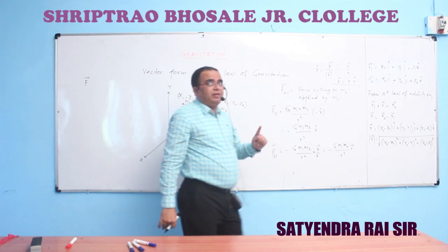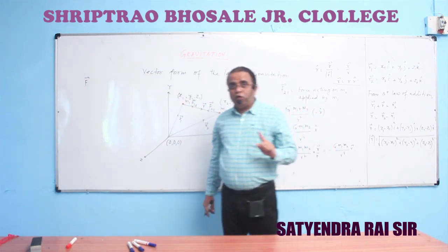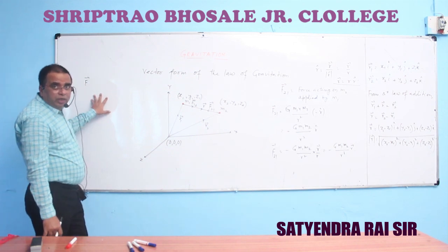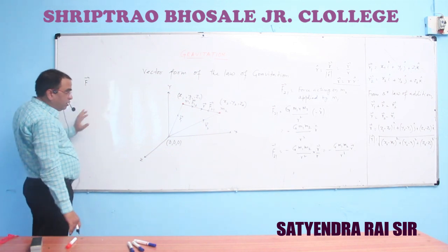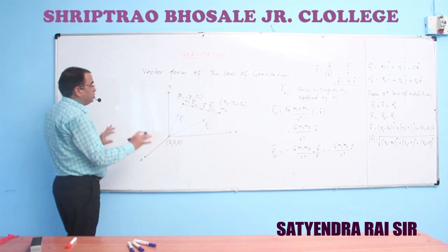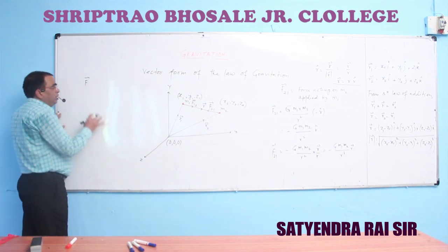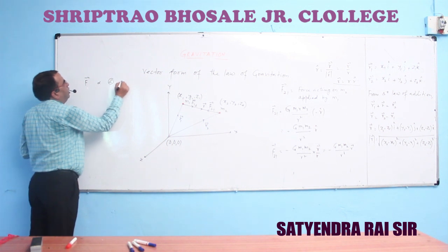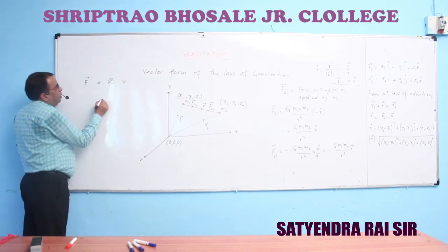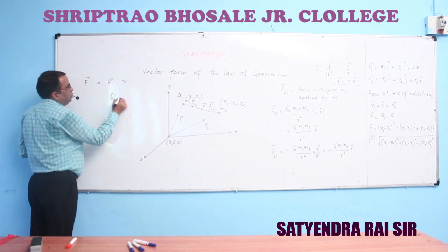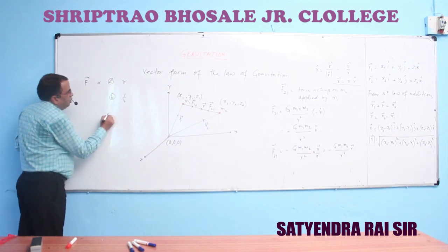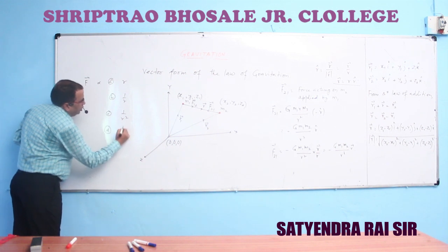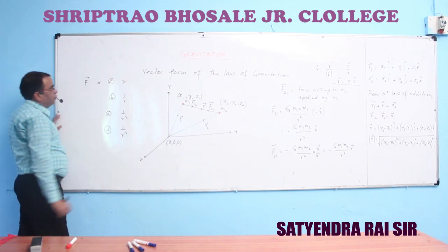F with a vector sign, an arrow overhead. That means they were asking for the vector F. They were not asking for the scalar F, the magnitude of the force. The question is whether this F is proportional to option A, R, option B, 1 by R, option C, 1 by R square, or option D, 1 by R cube.